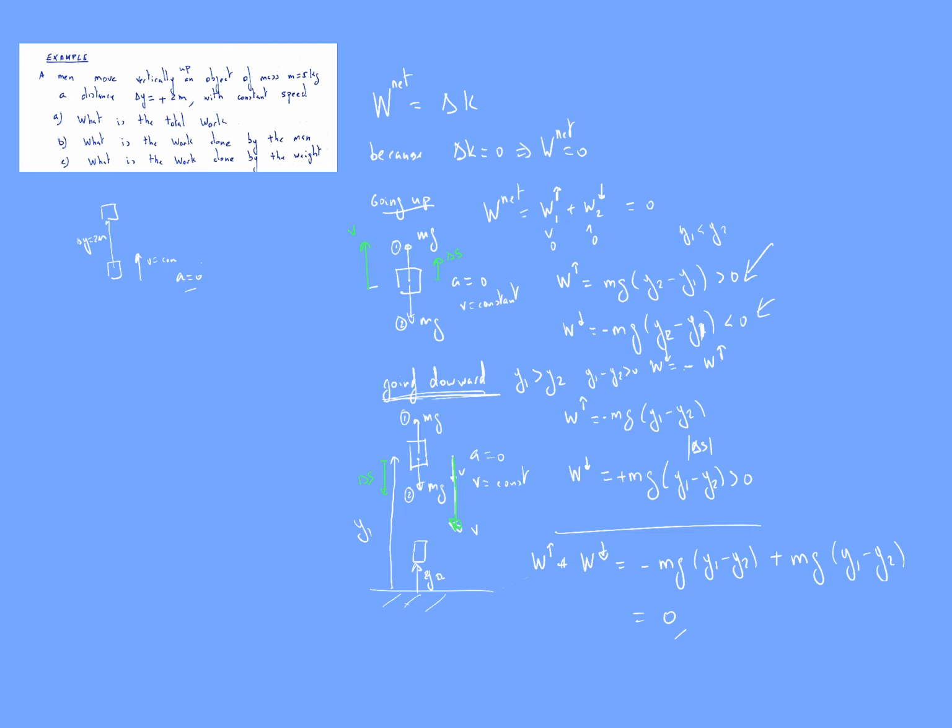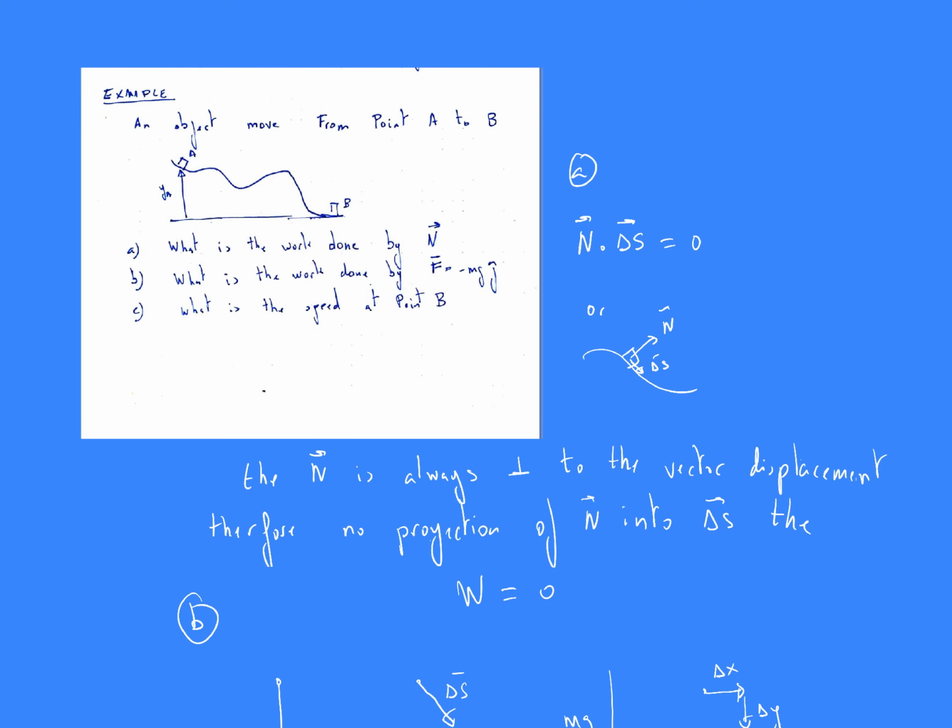Okay, so the work of the applied force going up is positive, while the work of this one is negative. Going downward is the same thing, but it reverses the situation. When he was going up, this force did positive work. Now the work here is negative work, going downwards. Okay, so I hope you have caught this idea. Let's go more like this.